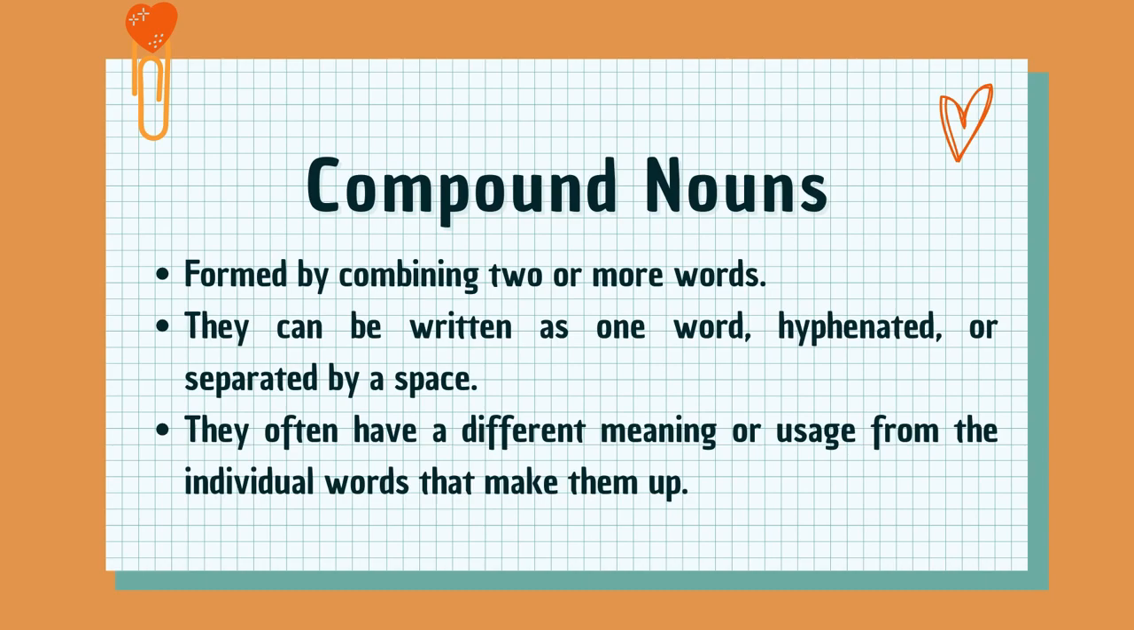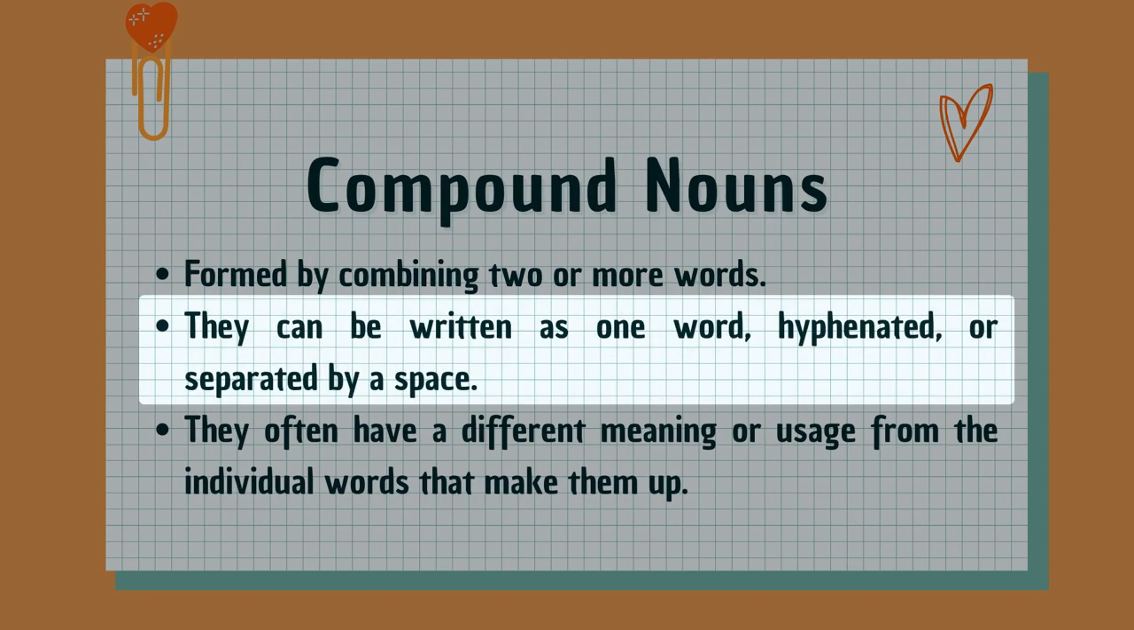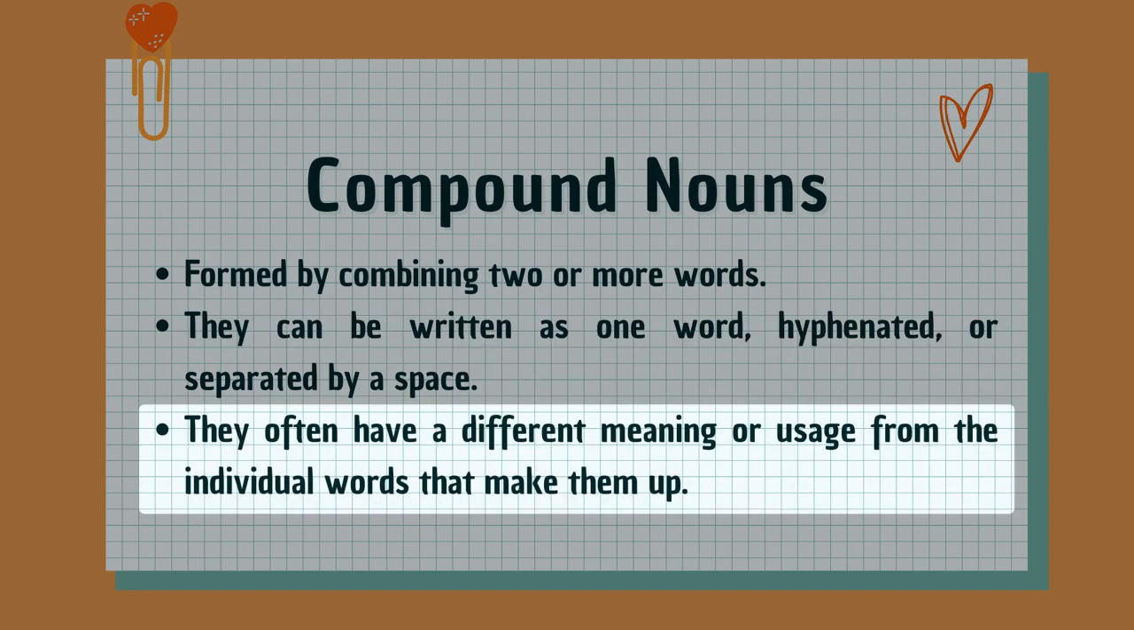Next, we have compound nouns. Compound nouns are nouns that are formed by combining two or more words, usually a noun and another word, such as a noun, an adjective, a verb, or a preposition. They can be written as one word, hyphenated, or separated by a space, depending on the convention and style of the language. They often have a different meaning or usage from the individual words that make them up.